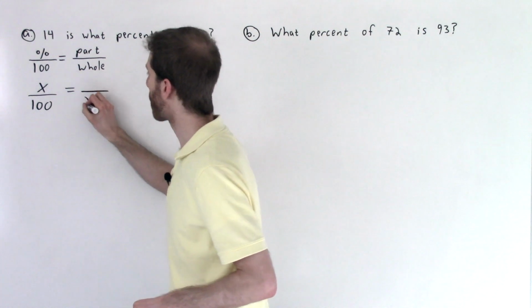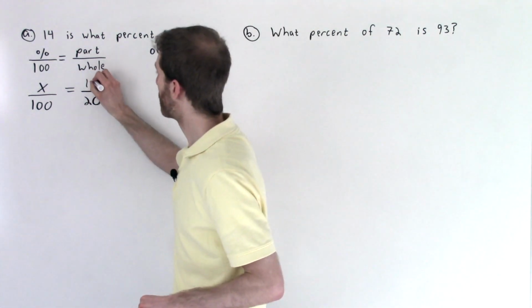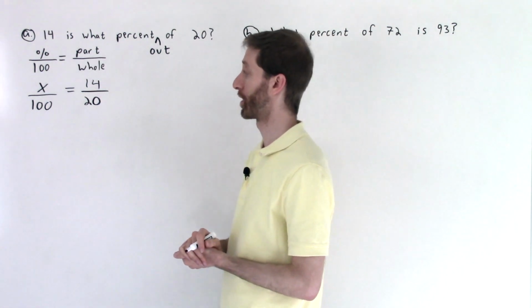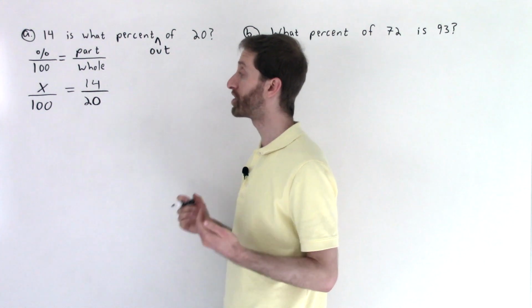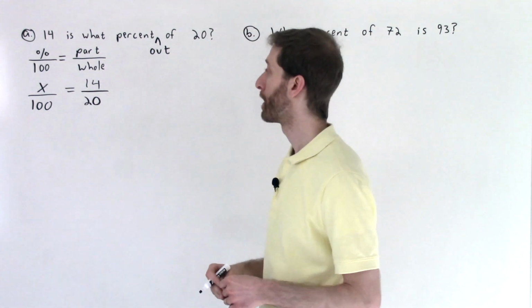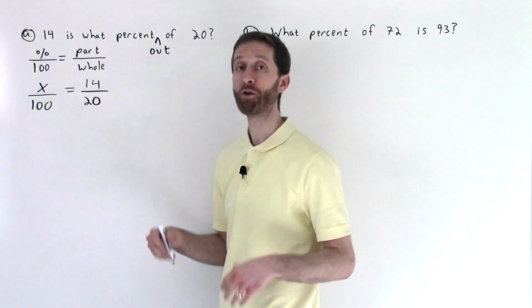So I've got out of 20 here, and then that leaves us with 14 out of 20 is what percent. So we're basically rearranging the words to get an idea of what our setup is. Now from here, I just need to solve the proportion to find x, which will be our percentage. So one thing that I notice is I can reduce 14 out of 20 and rock and roll from there.